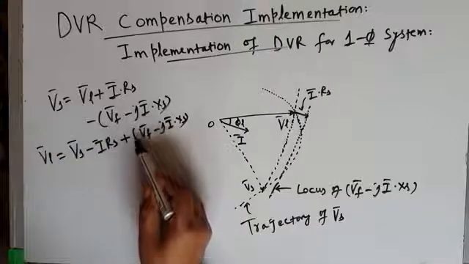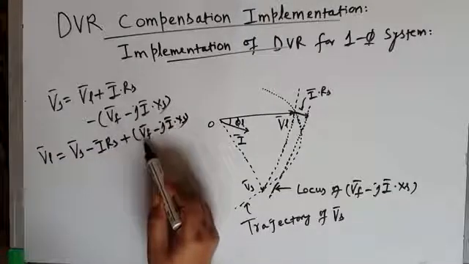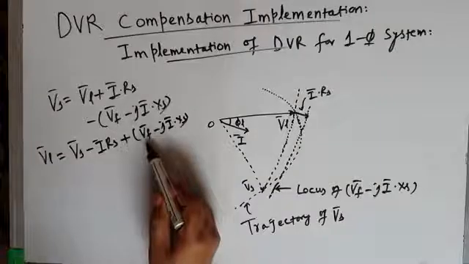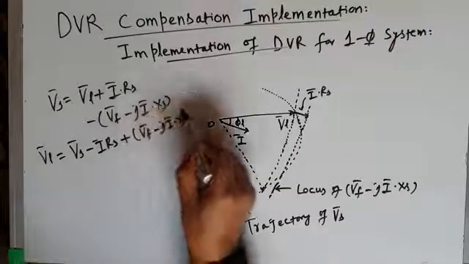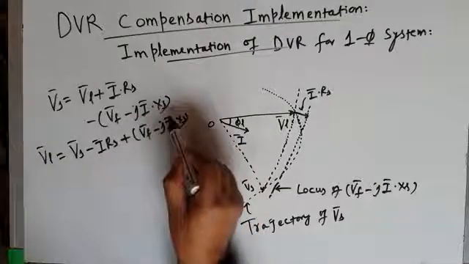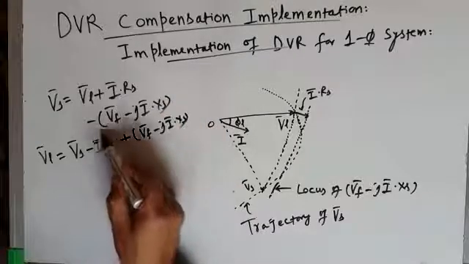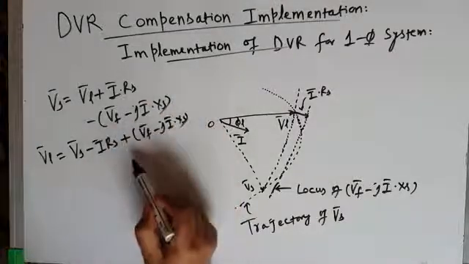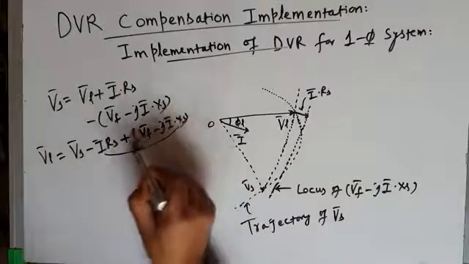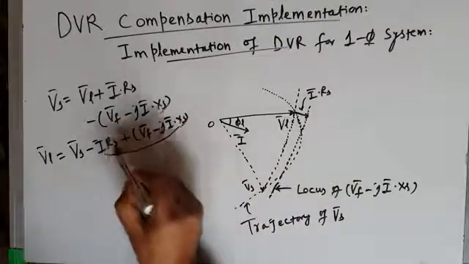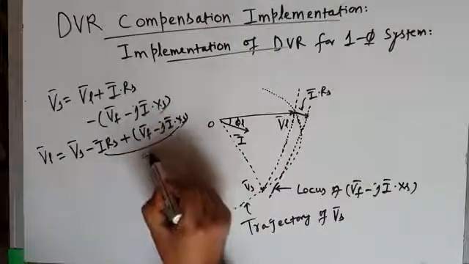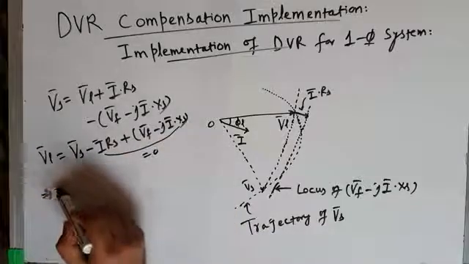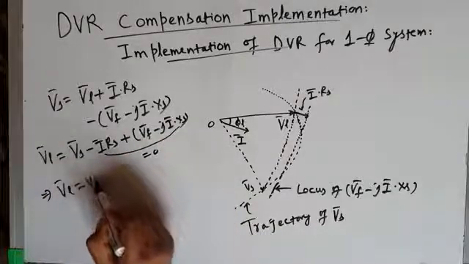What does your DVR do? It injects a compensation voltage Vf, or you call it filter voltage, so that this Vf minus jI Xs compensates for both resistive voltage drop as well as reactive voltage drop, and the sum of these two phasors, that is, I Rs plus Vf minus jI Xs, is equal to 0, giving load voltage equal to source voltage.